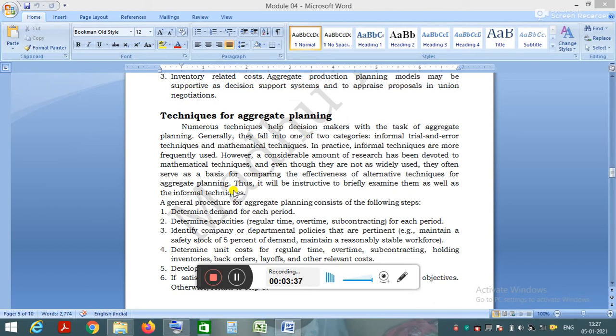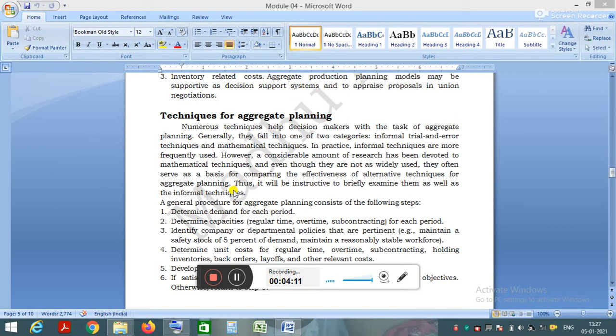However, a considerable amount of research has been devoted to mathematical techniques also. In recent years, along with the strategies, the judgment and opinion, the decision makers are also making use of the mathematical techniques. They were not widely used earlier. Now they are using the mathematical models.